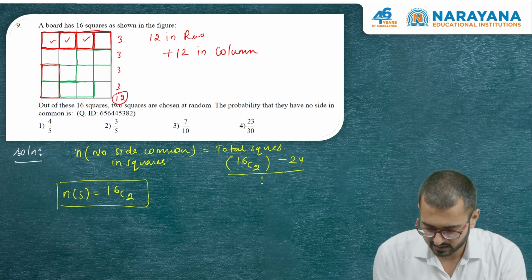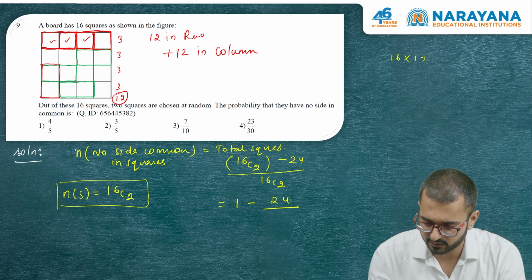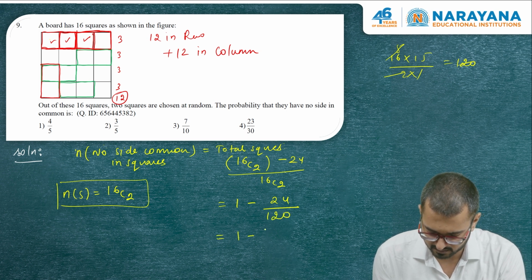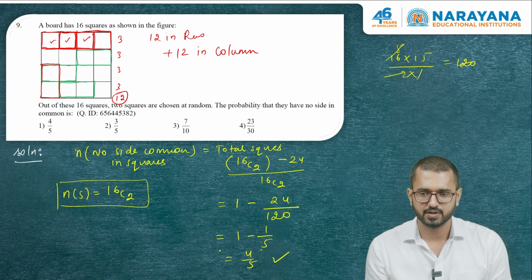This is again over 16C2. So this will give me 1 minus 24 upon 16C2, which will become 16 into 15 over 2 into 1. So 120. So 1 minus 1 by 5 will give you 4 over 5. So the probability is 4 by 5. That makes our option 1 correct.